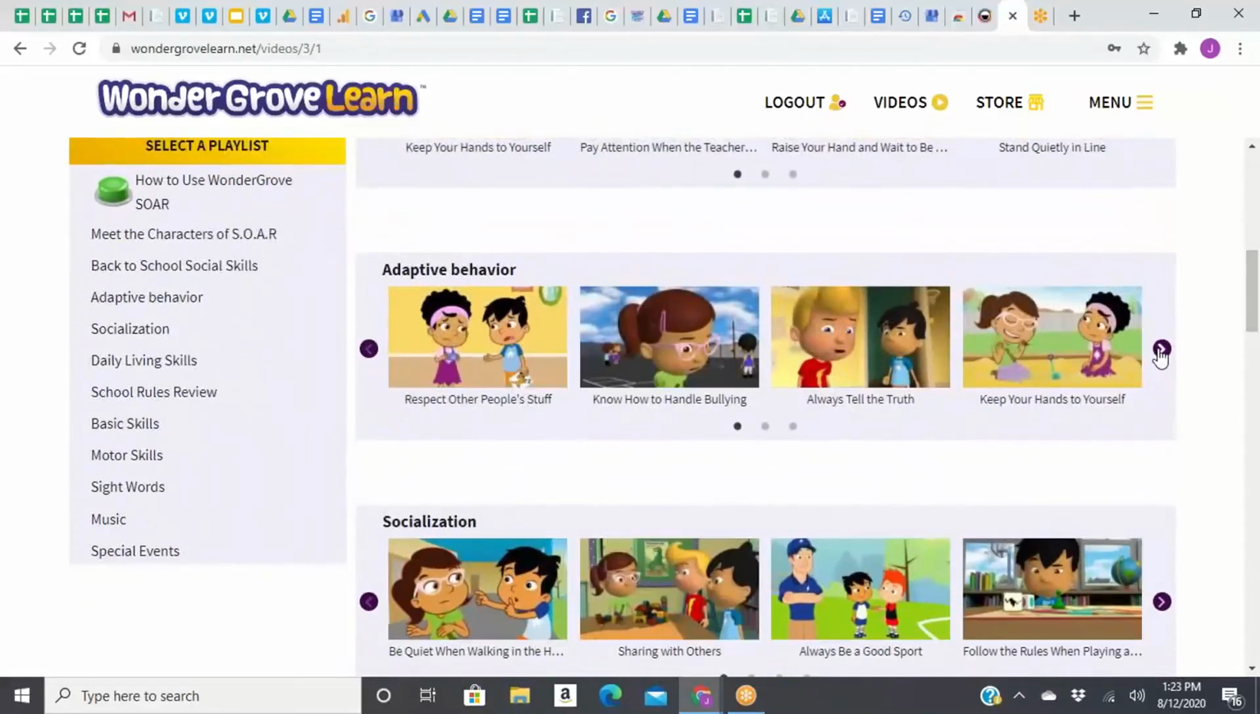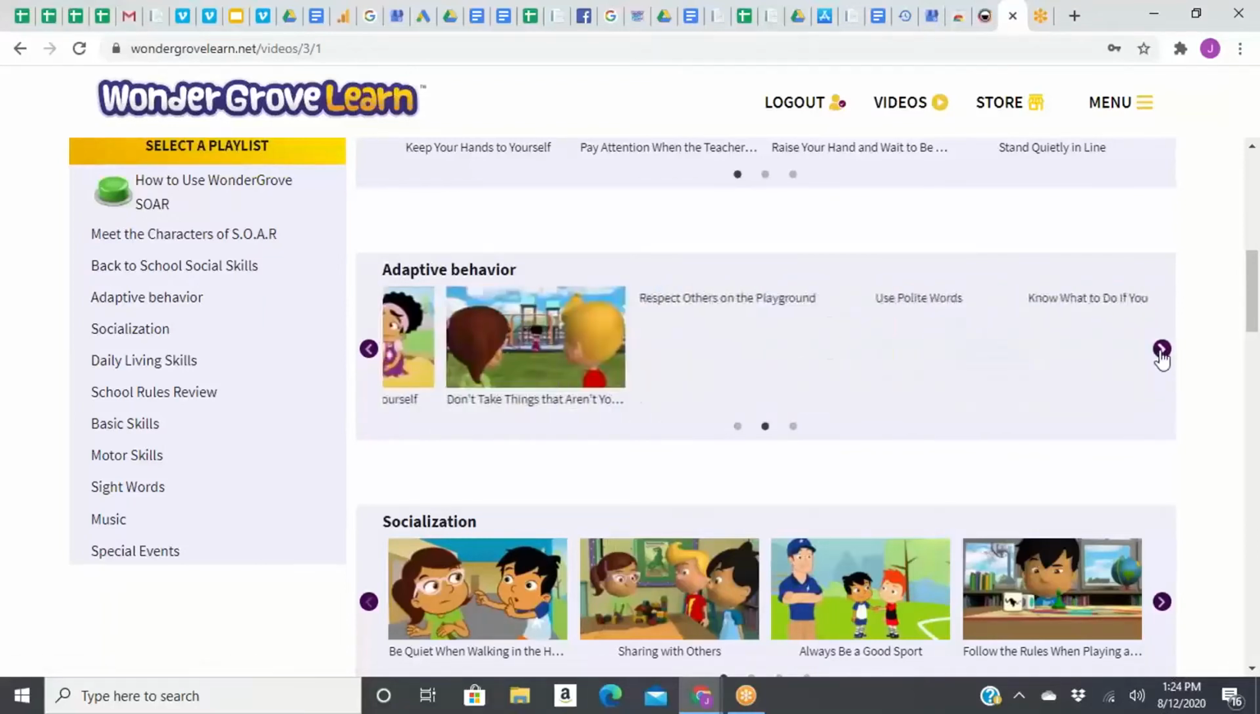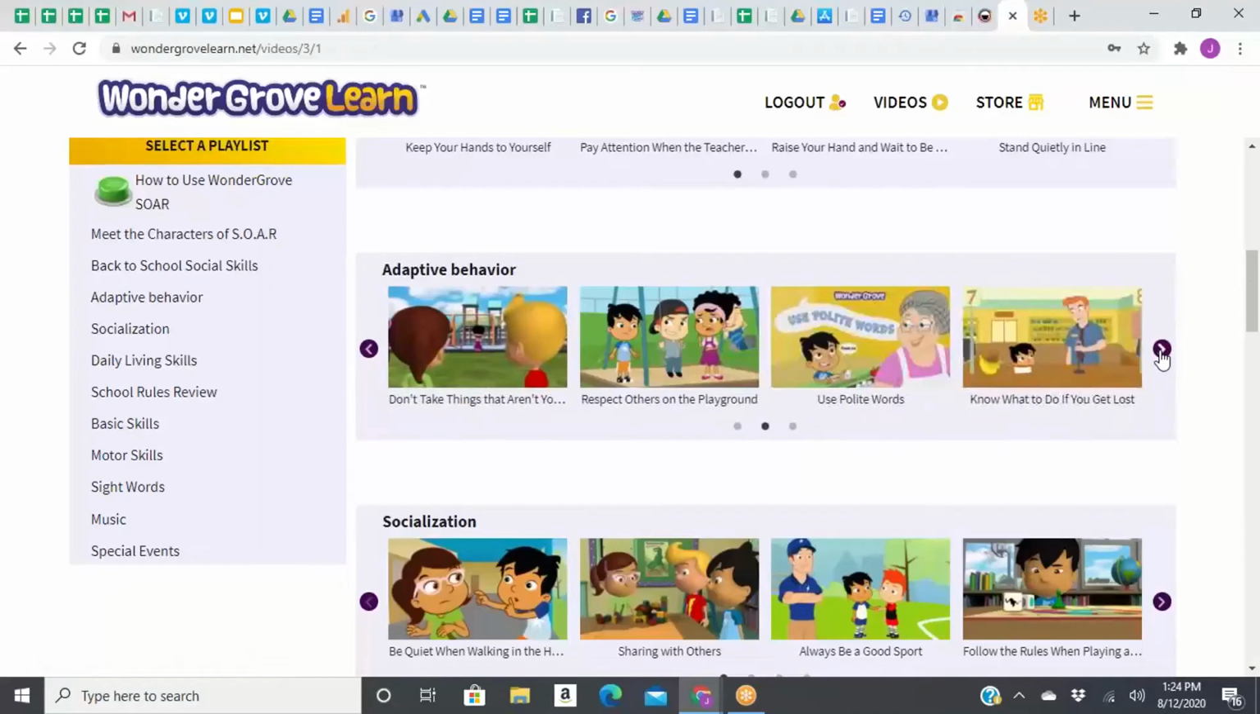Some of these are a little bit deeper, like always tell the truth. And know how to handle bullying, respecting other people's stuff. So this would be once kids have those basic school rules down, this is more of what they would be doing. Keeping your hands to yourself is on there in a few different places because it's important and falls under different categories. Don't take things that aren't yours. Respect others on the playground. Use polite words. I use this one quite a bit.